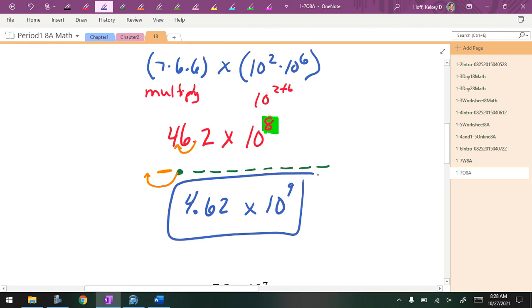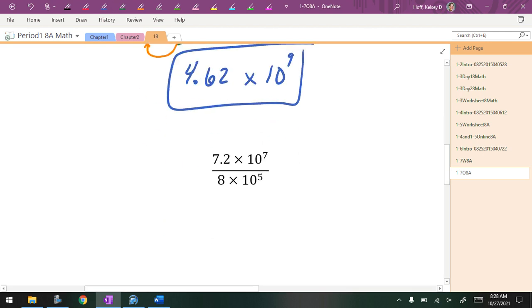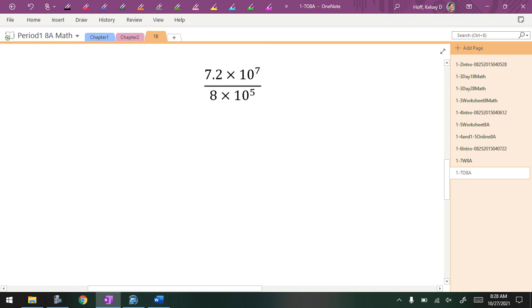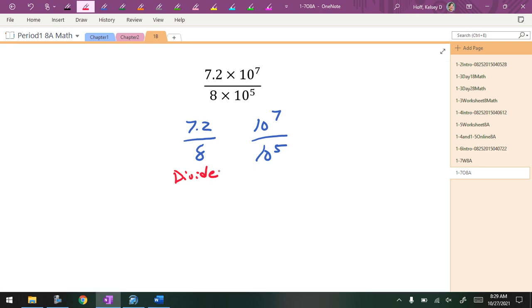Okay? The next one's set up like a fraction. What am I doing on that problem? What does this problem mean? Dividing. So we're going to split these up. 7.2 divided by 8 and 10 to the 7th divided by 10 to the 5th. My front numbers, we actually divide them. 7.2 divided by 8, 0.9. What do I do to my exponents? Subtract them. So I get 10 to the 2nd.